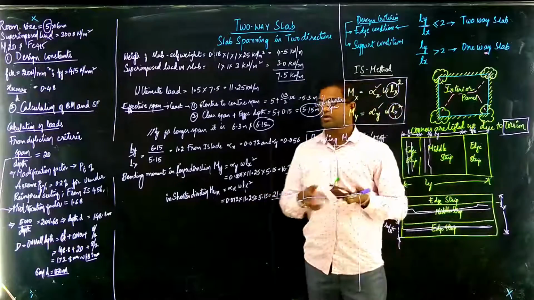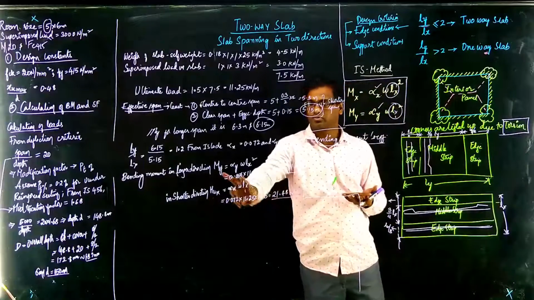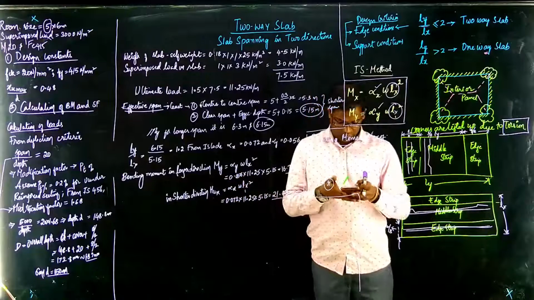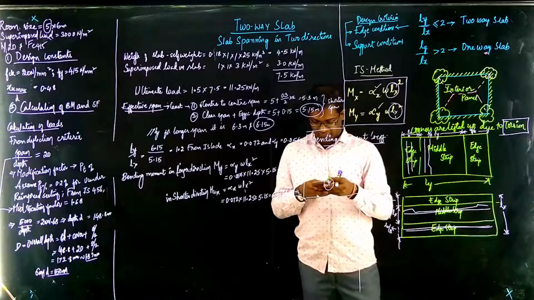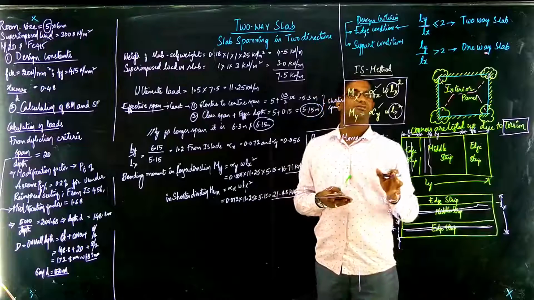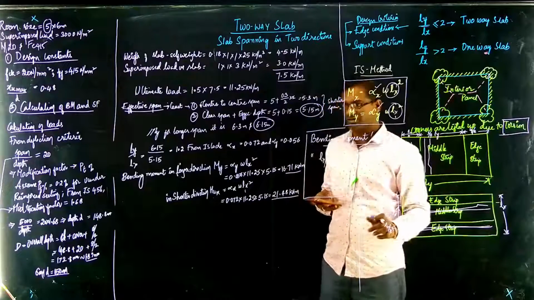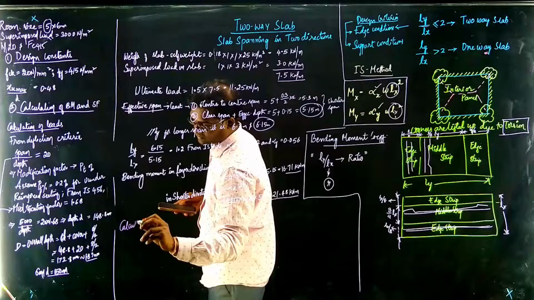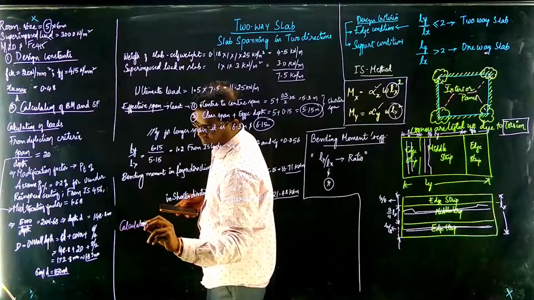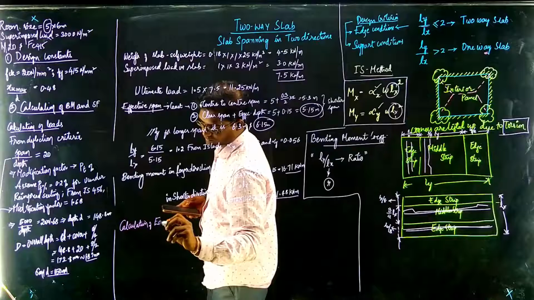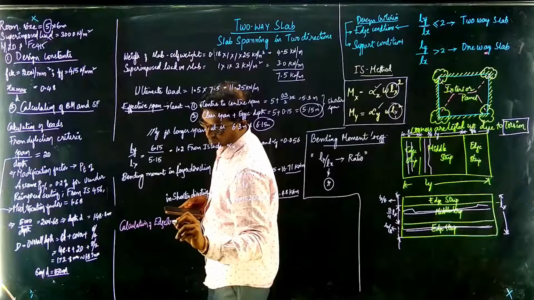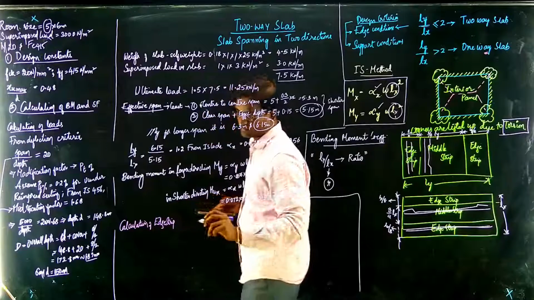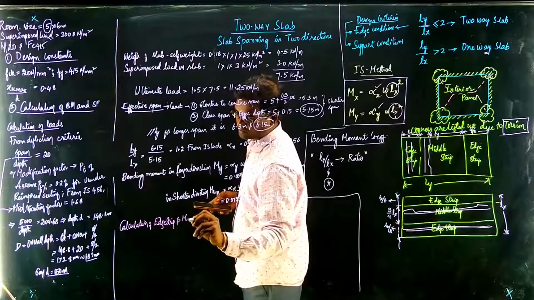So you have got the Mu x value, you got the Mu y value. Now you need to calculate the edge strips and middle strip, as I said here. Calculation of edge strip and middle strip.